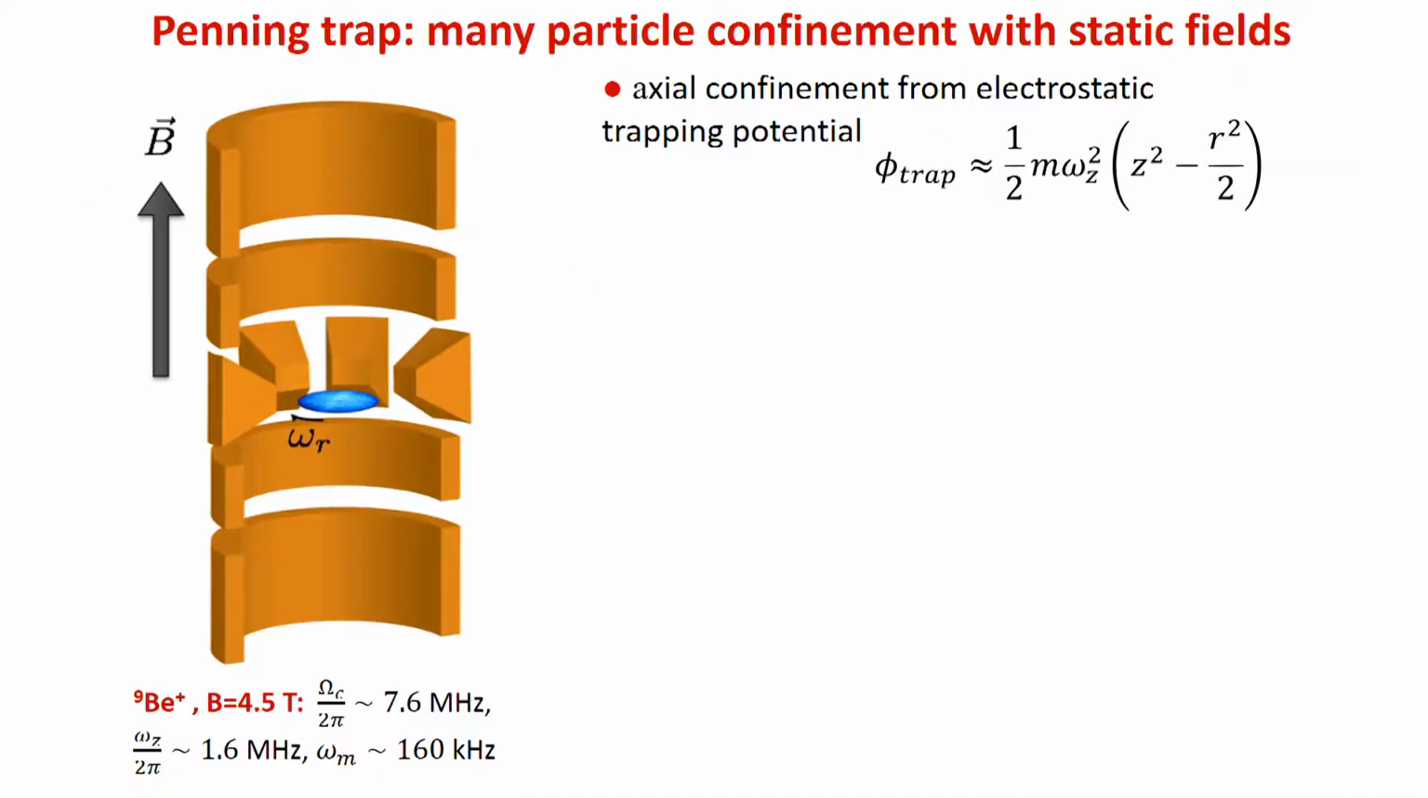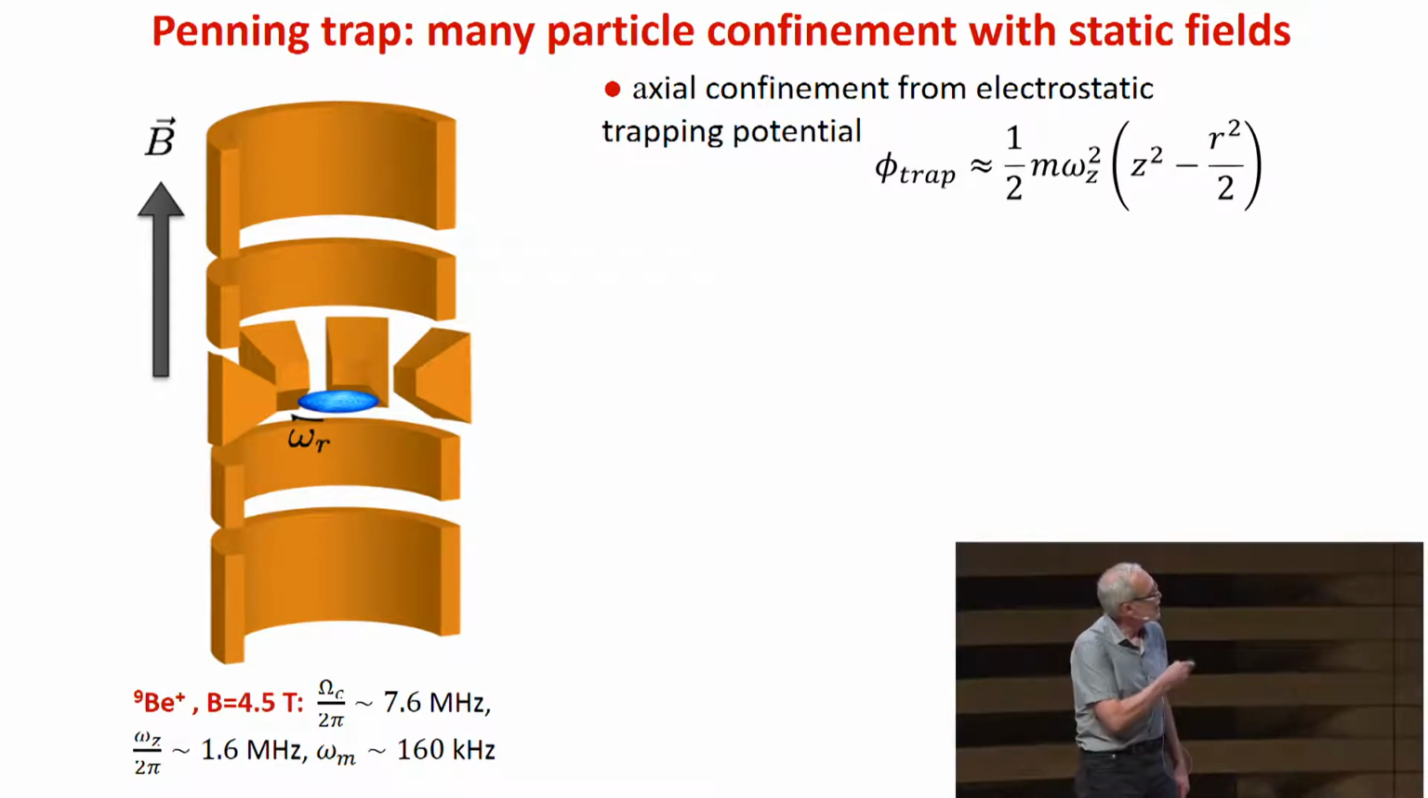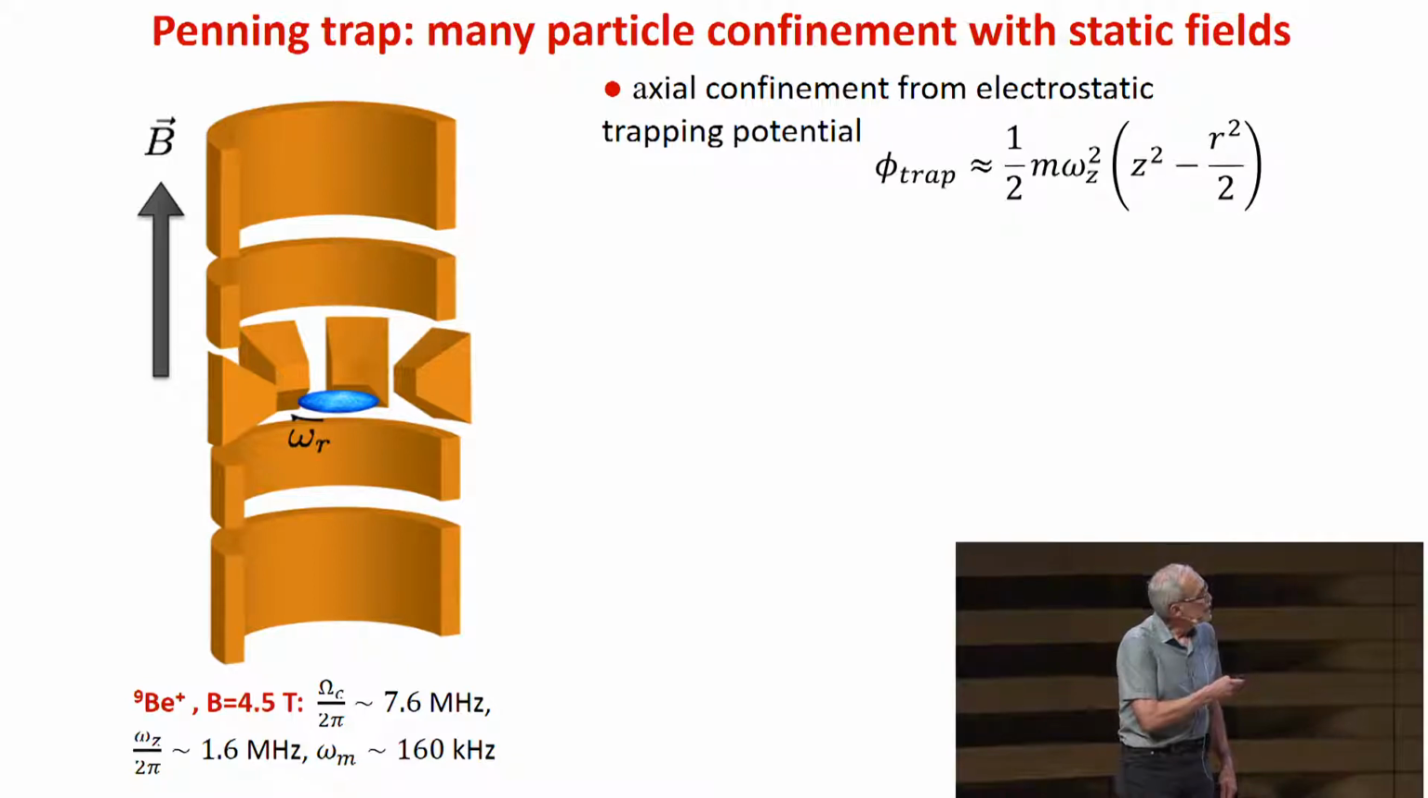So let me talk a little bit about how many ion confinement works in a Penning trap. This is a cartoon sketch of our Penning trap. It's just a stack of cylinders. And confinement in this direction is clear. We put a few kilovolts on these end cylinders relative to the central cylinder. We get a deep axially confining potential near the center of the trap given by this expression. So this trapping frequency, omega z, characterizes the strength of the confinement. That's about 1.6 megahertz in the work I'll describe.